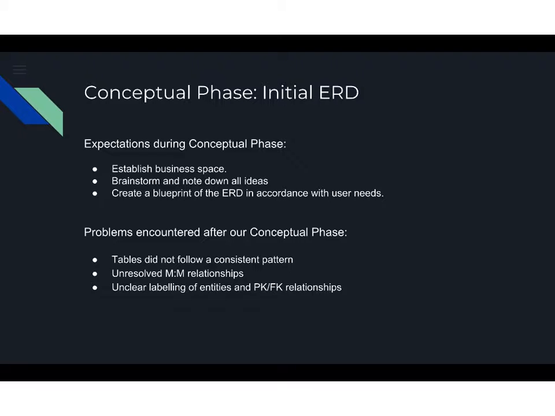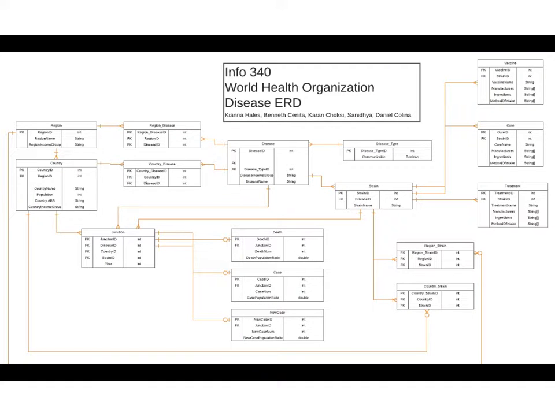During the conceptual phase, we did go through some problems, and these problems included the fact that the tables did not follow a consistent pattern. We had a lot of unresolved many-to-many relationships, and we had unclear labeling of entities and primary key, foreign key relations. This is the first ERD that we created. It has many flaws, as you'll be able to tell.